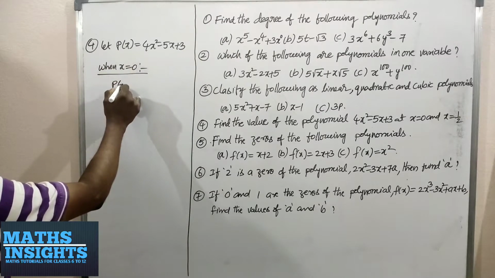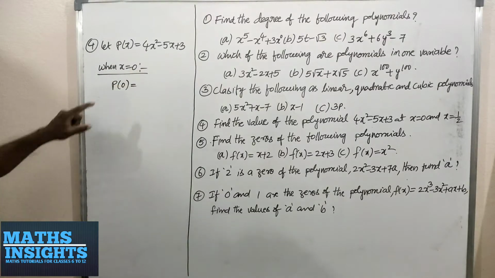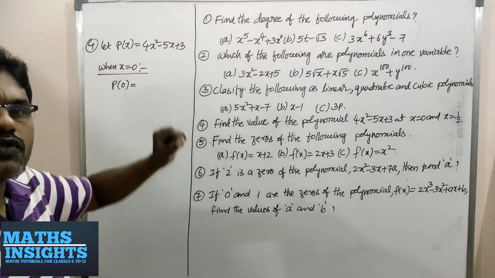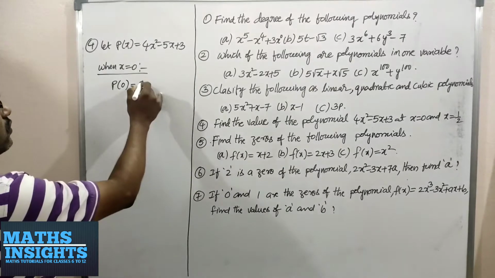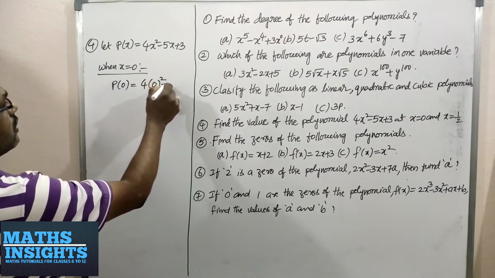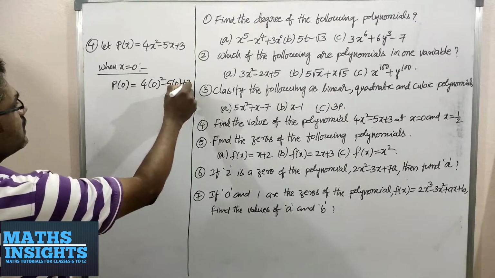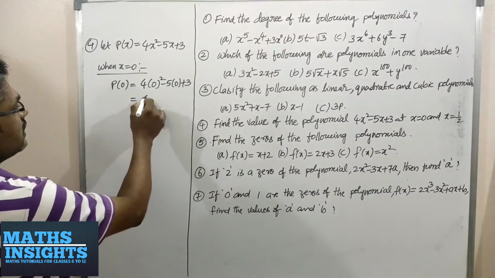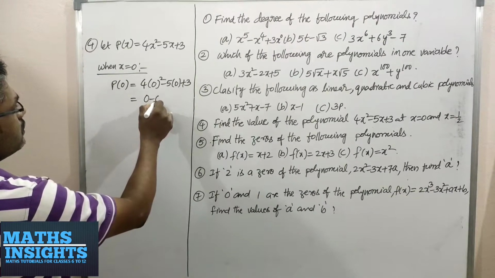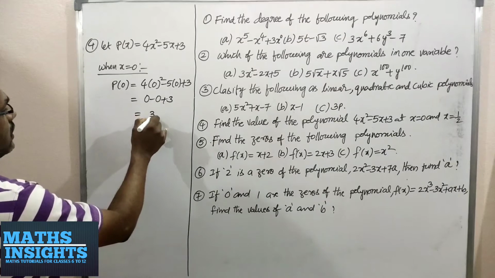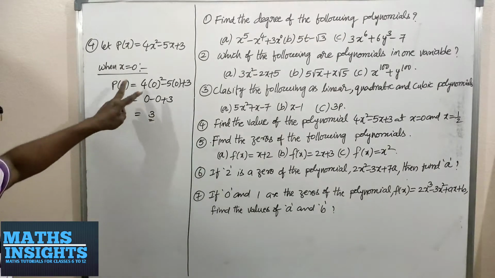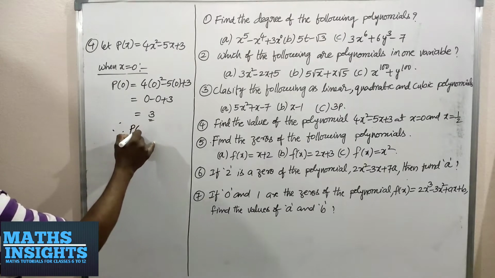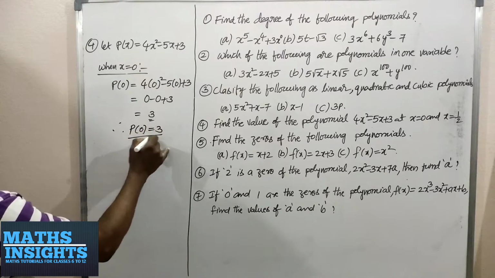Therefore, p of x will become p of 0. Why? Because you are substituting 0 in place of x, and in all places you have to substitute 0 for x. Therefore, 4 into 0 square minus 5 into 0 plus 3. So, 4 into 0 square is 0 finally, minus 5 into 0 is also 0, plus 3. Therefore, the total value of this polynomial at x equal to 0 is 3. Therefore, you may write p of 0 is equal to 3.